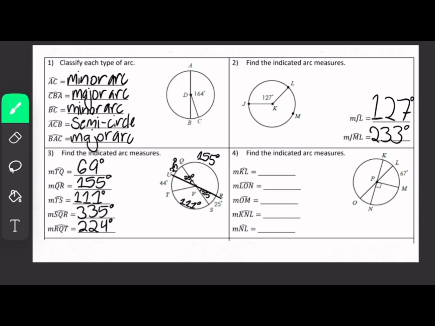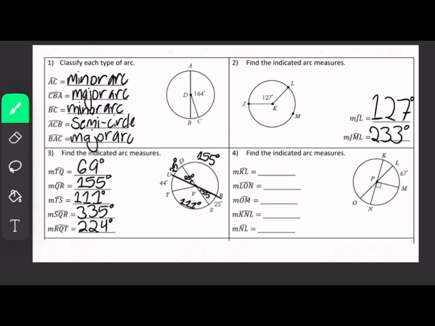This is a central angle. Since this is a central angle, 25 is also going to be this angle, and since these are vertical angles, that is going to mean that UQ is 25. Now we're looking for TQ. 44 plus 25 is 69. Cool.